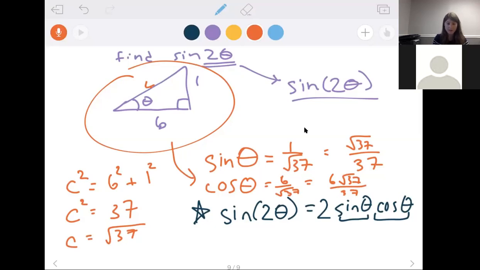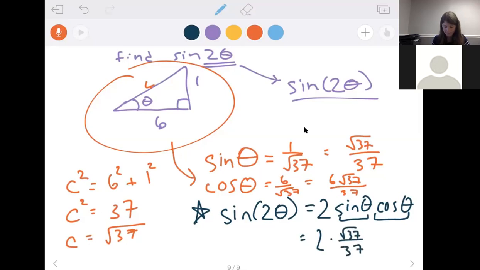So it's essentially asking you, hey, can you still use these triangles to find your sine and cosine? And then can you drop them into your double angle? So again, a good review of the things we have done before. So let's go ahead and clean this guy up. So 2 square root of 37 over 37.